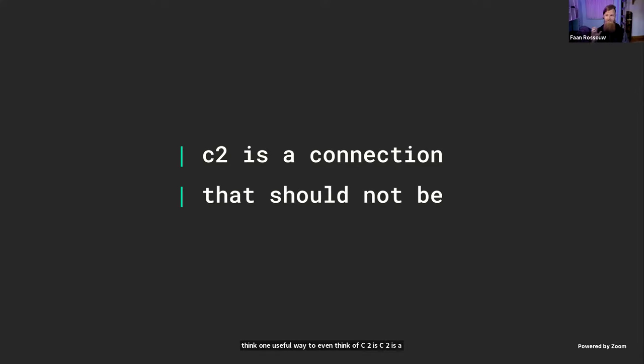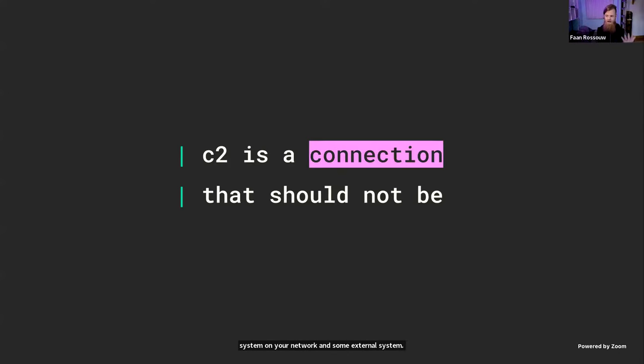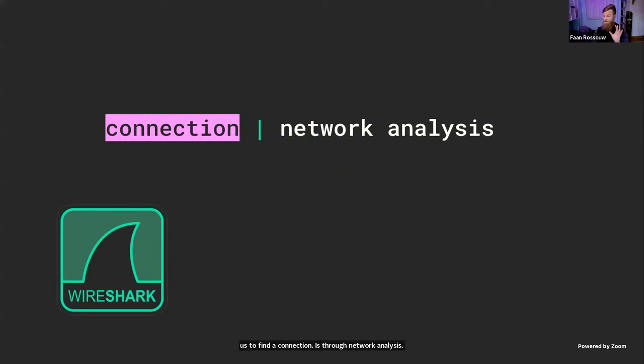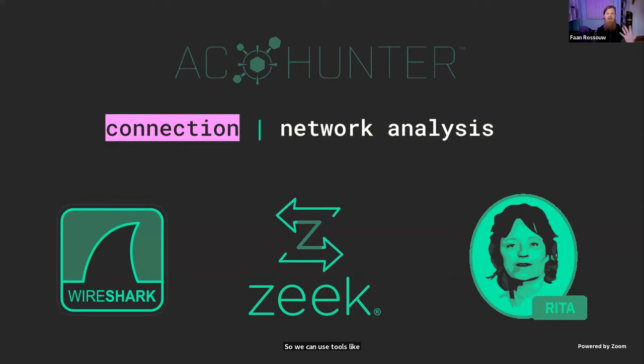That should not be. C2 is an unsolicited connection between a computer, a system on your network, and some external system. And so it then logically follows that if C2 is a connection, to find C2, we need to find the connection. And probably in most circumstances, the best tool for us to find a connection is network analysis. Now, through network analysis, we can use tools like TShark and Wireshark and Zeek, RITA and AC-Hunter and all the other amazing tools made by our friends at Active Countermeasures over here. And we can use this to hopefully find some suspicious connection.